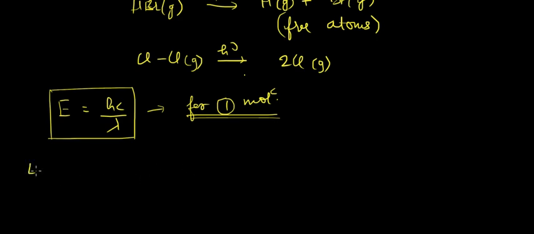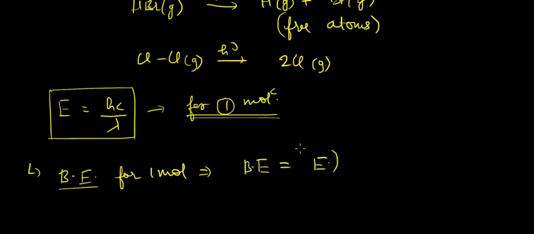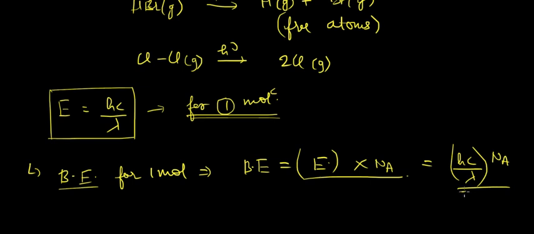Hence for calculating bond energy for 1 mole, it would be just this energy multiplied by Na, the Avogadro number. So you will have the total energy required to break 1 mole of a molecule, in kilojoule per mole.